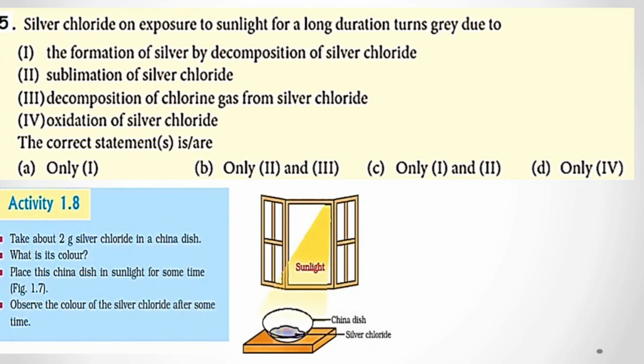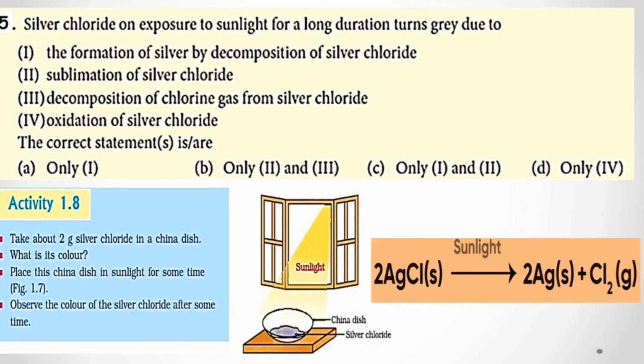Now check activity 1.8 of your textbook. You can see that when you place silver chloride in sunlight for some time, it turns grey in color. The reaction that takes place here is silver chloride decomposes to silver, that is solid silver, and chlorine gas. So chlorine gas is already released from this. Hence it is turning grey due to the formation of silver by the decomposition of silver chloride. The grey color product formed there is actually silver. Hence the correct answer for this question is option A, only 1. That is, only statement 1 is correct.